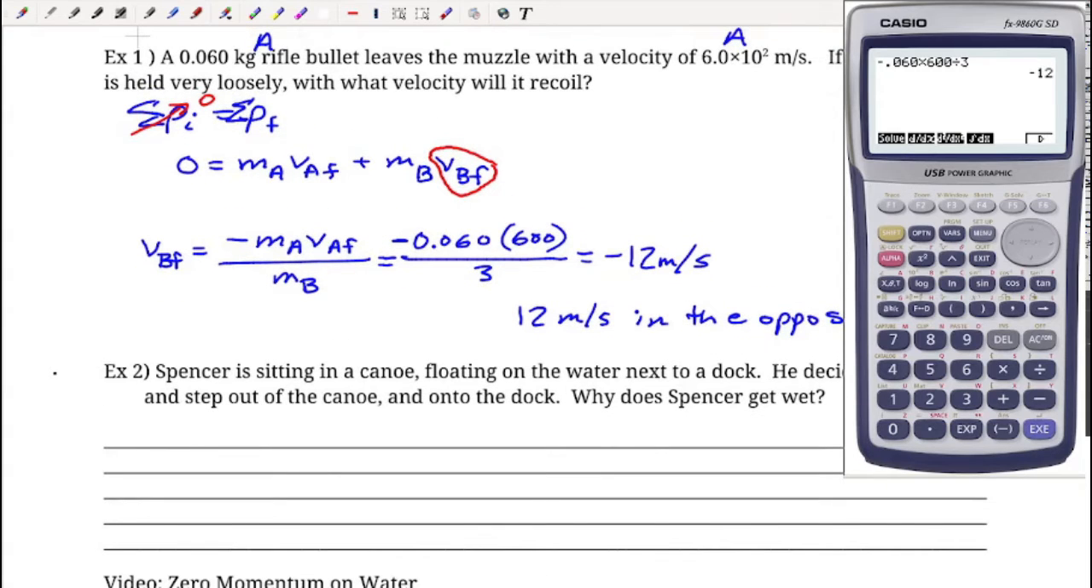Example number 2: Spencer is sitting in a canoe, floating on the water next to a dock. He decides to stand up and step out of the canoe and onto the dock. Why does Spencer get wet? In other words, he stands up, he takes a step, and instead of landing on the dock, he lands straight in the water. What's going on here?